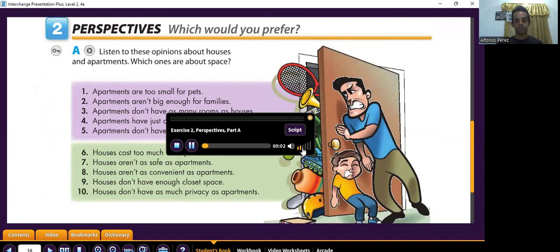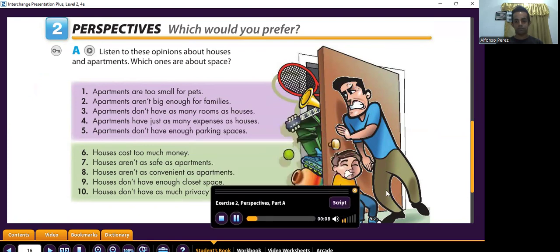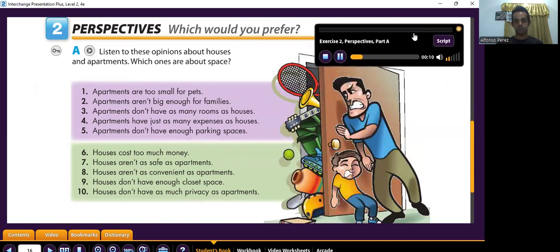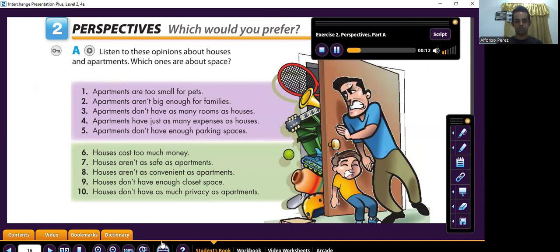Unit 3, Time for a Change. Page 16, Exercise 2, Perspectives. Which would you prefer? Part A. Listen to these opinions about houses and apartments. Which ones are about space?